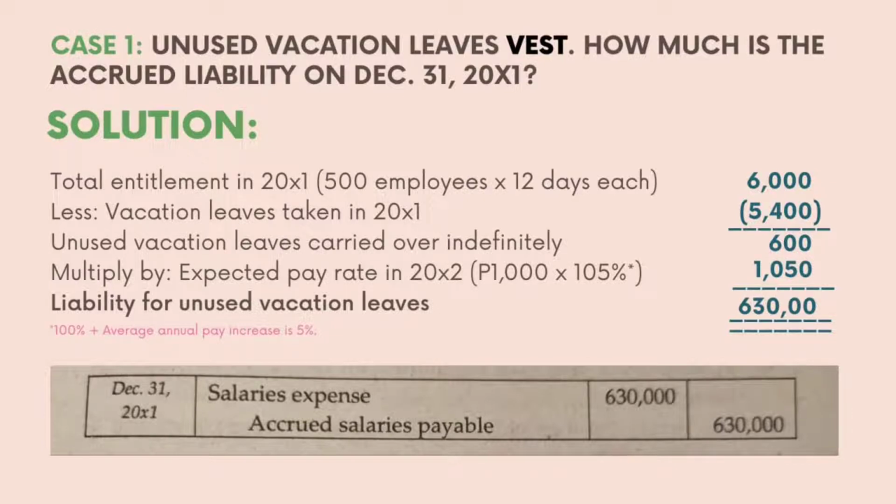The journal entry for December 31, 2021 is debit salaries expense for 630,000 and credit accrued salaries payable for 630,000.